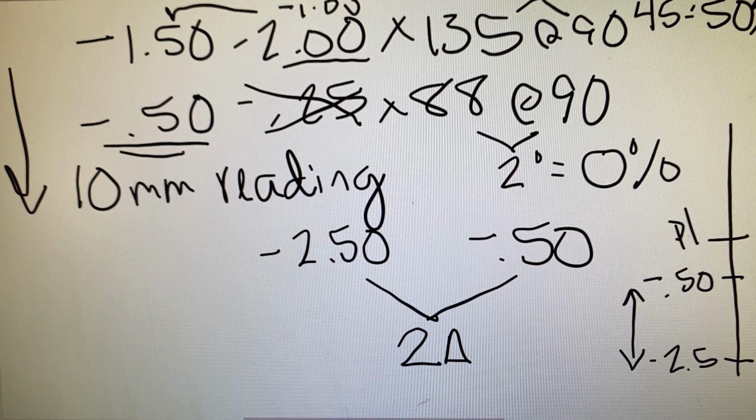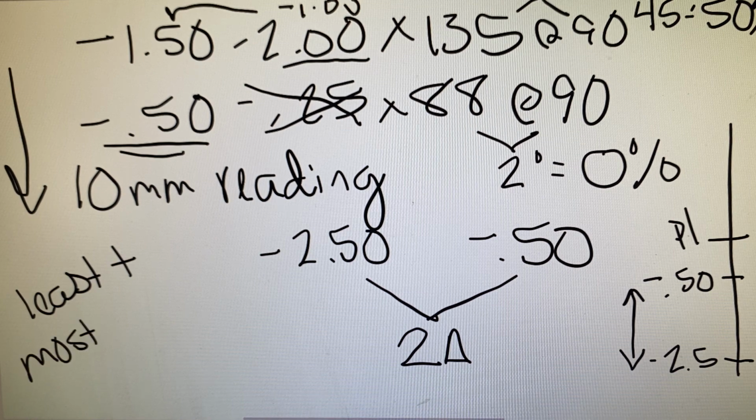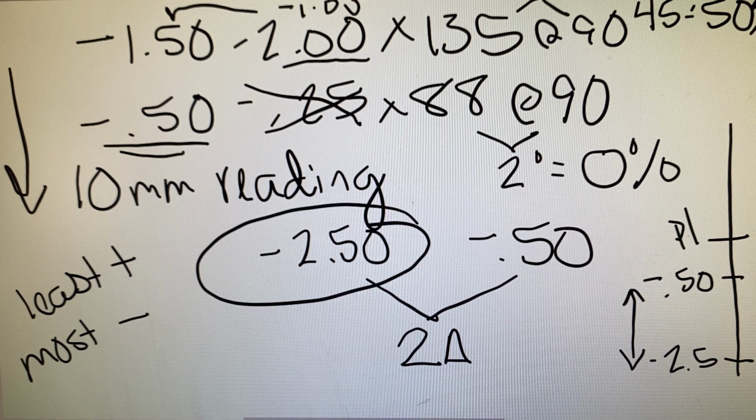So the slab off required to correct this imbalance is actually a 2 diopter slab off. Now we just have to figure out which eye it belongs in. We always put slab off in the least plus or the most minus. And as we look at these two lenses, this right side is definitely the most minus, so we would be prescribing 2 diopters of slab off for this patient in their right eye.